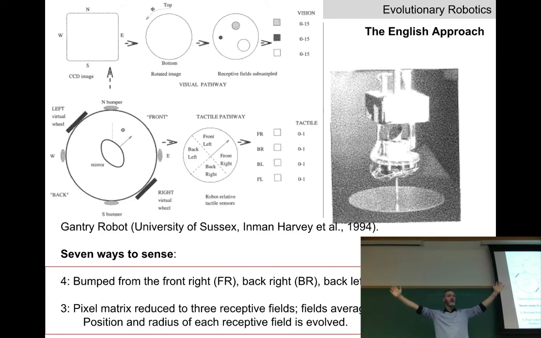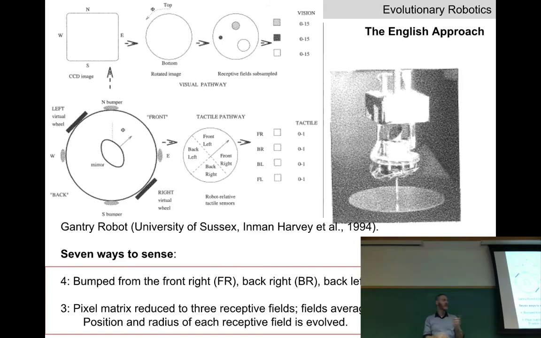So they said, listen, we're going to try and allow evolution to take those 30,000 numbers and compress them down to actually just 3 numbers. So the input layer for this robot, the total number of sensors at the input layer, is 7. 4 binary touch sensors and 3 numbers that represent something about the robot's visual input. So we're going to take the 30,000 and go to 3, and they're going to allow evolution to figure out how to do that.